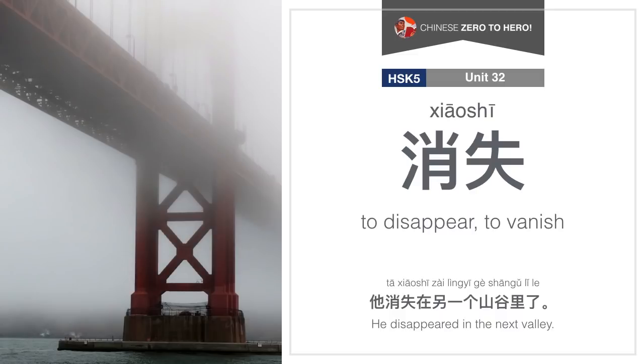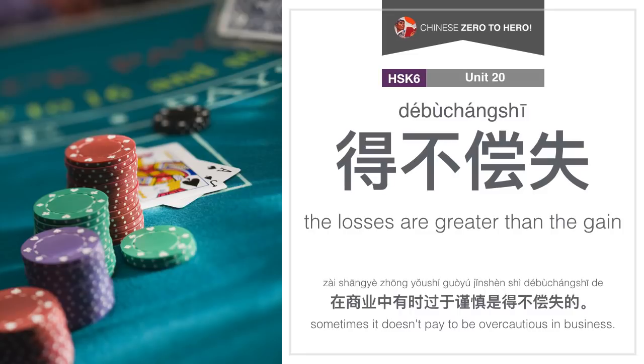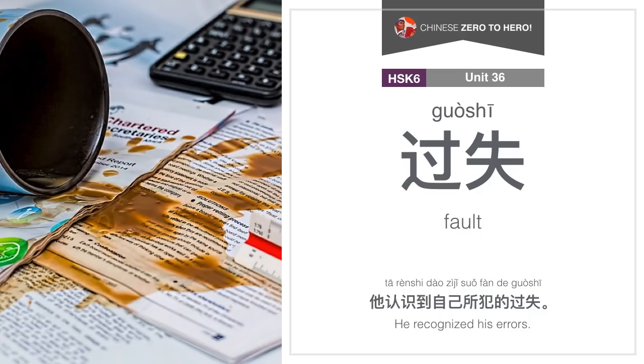In HSK 5, we also learn 消失, meaning to disappear, to vanish. 他消失在另一个山谷里了. He disappeared in another valley. In HSK 6, Unit 20, we learn the idiom 得不偿失, which means the losses are greater than the gain. For example, 在商业中有时过于谨慎是得不偿失的. That means in business, sometimes it doesn't pay to be overly cautious. And in HSK 6, we learn 过失, meaning fault.